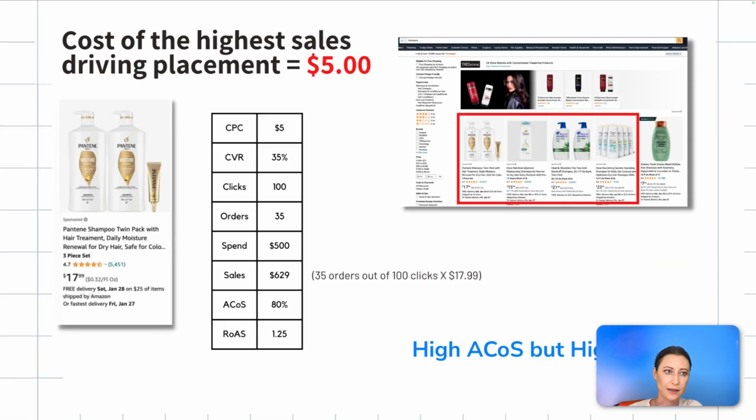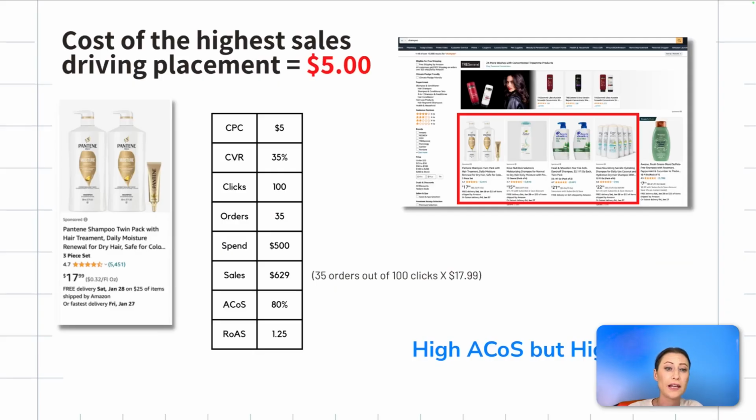That $5 placement, if I'm converting at 35%, I'm getting 100 clicks, because that's what I've decided is my threshold for optimization. At a 35% conversion rate, if I get 100 clicks, I have 35 orders. If I have 100 clicks and I'm paying a $5 bid, I spent $500. At a 35% conversion rate, I had 35 people order a $17.99 product. That means I drove $629 in sales. So my ACoS is 80%. It's probably not profitable, right?